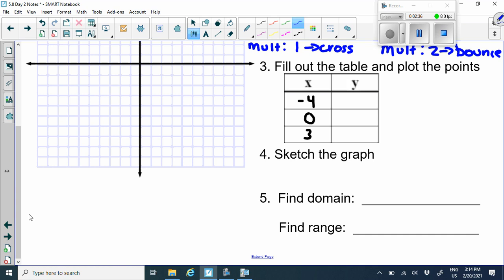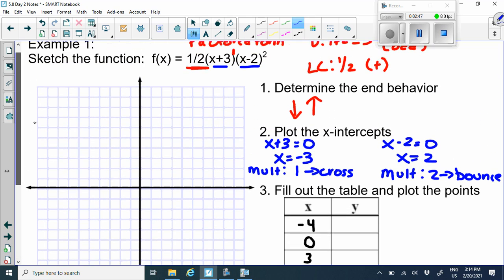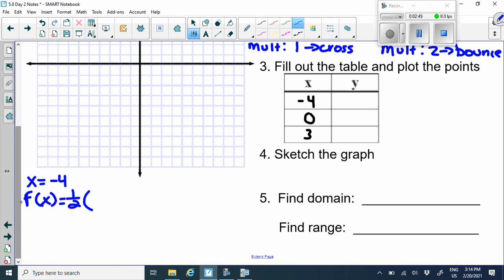Okay, so let's try when x equals -4. Okay, so we basically have f of x equals 1/2 times, I think we had x plus 3, is that correct? Yes. Okay, so really, wherever the x's are, we plug -4 into there. So plus 3, and then -4 minus 2 squared.